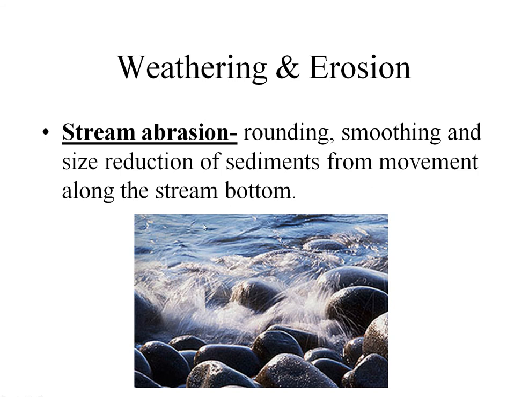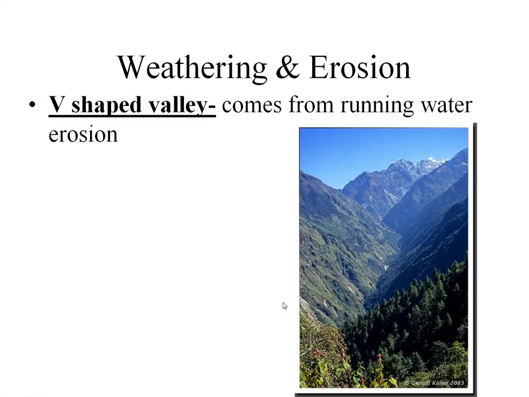Now, the main aspect of a stream that causes the erosion is stream abrasion. As water flows across these rocks, it rounds them, smooths them, and its constant flowing is constantly eroding the ground. We get V-shaped valleys. You can see this very distinct V-shaped valley, and we've got a fairly straight stream here, which indicates that this is a fairly young stream, geologically speaking.